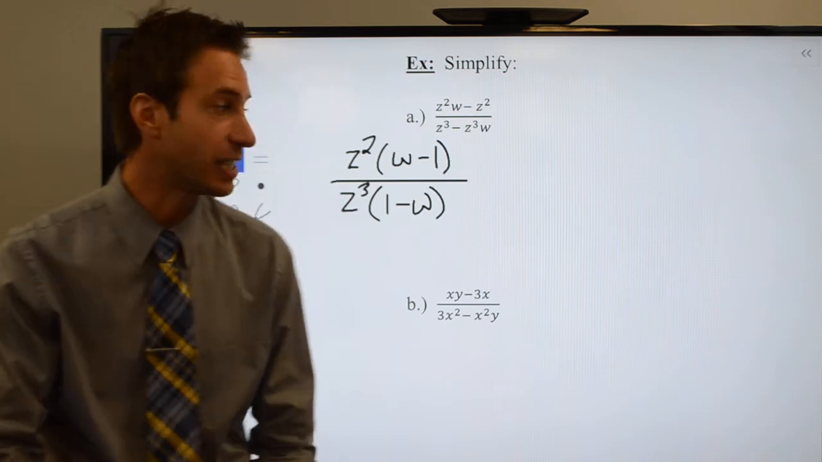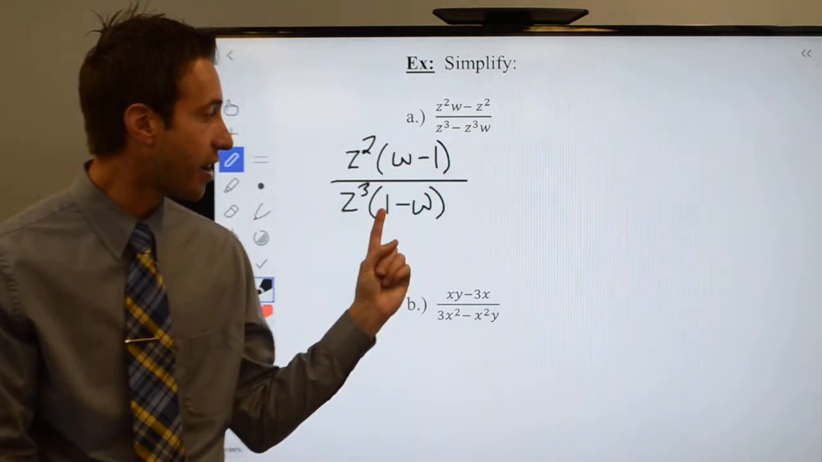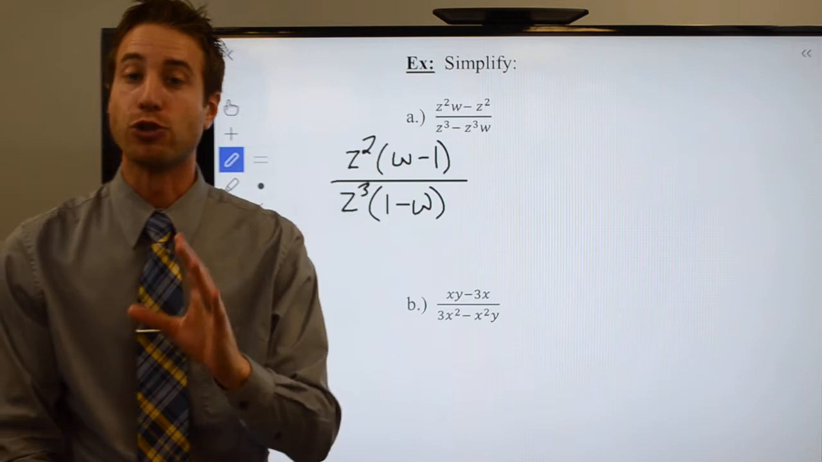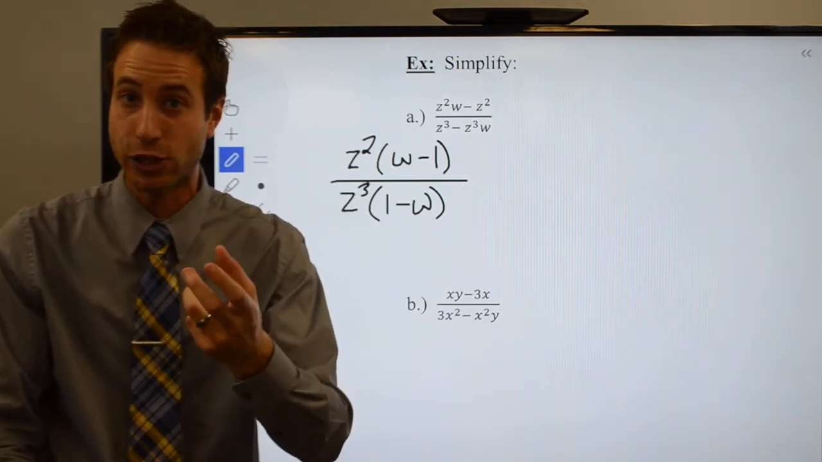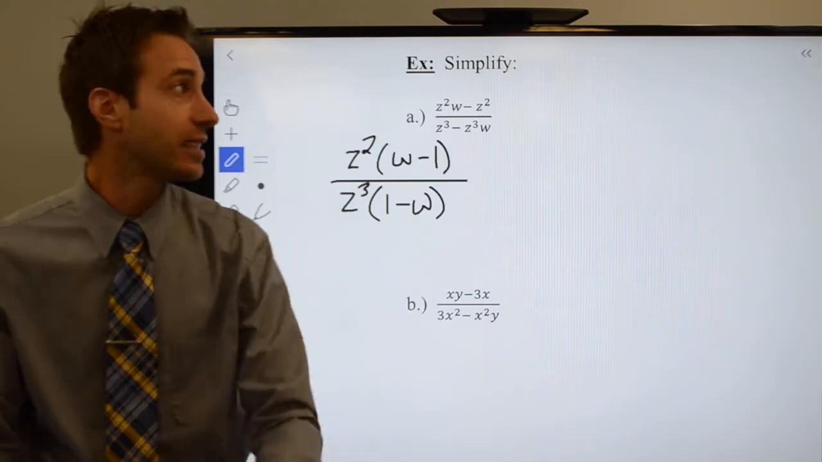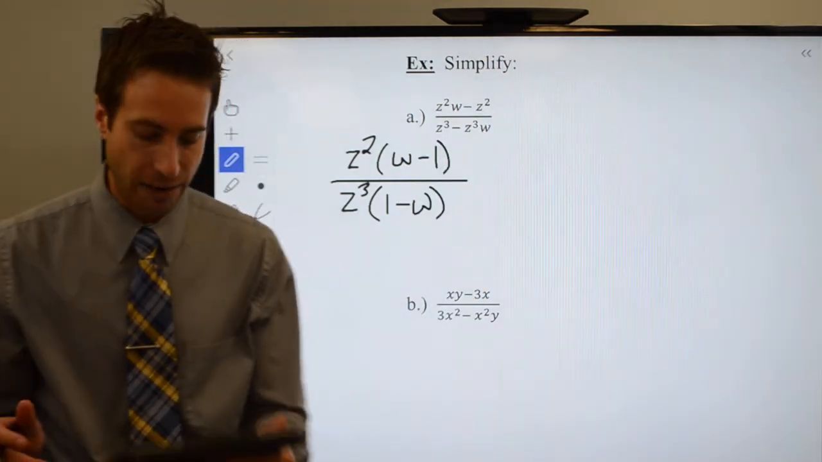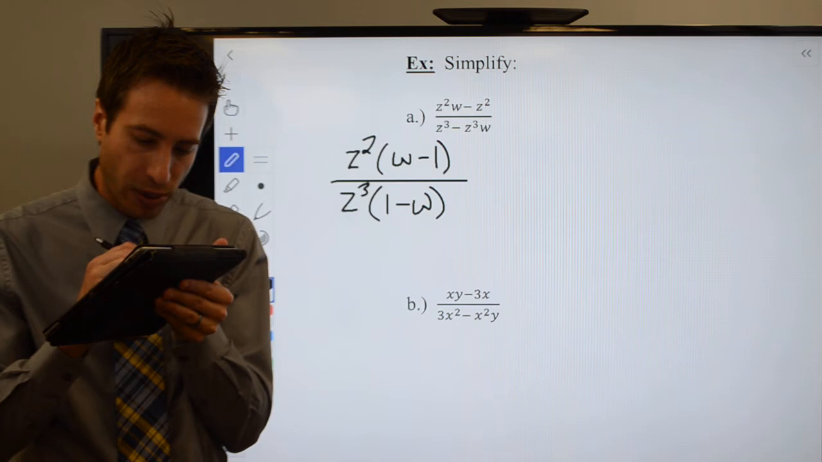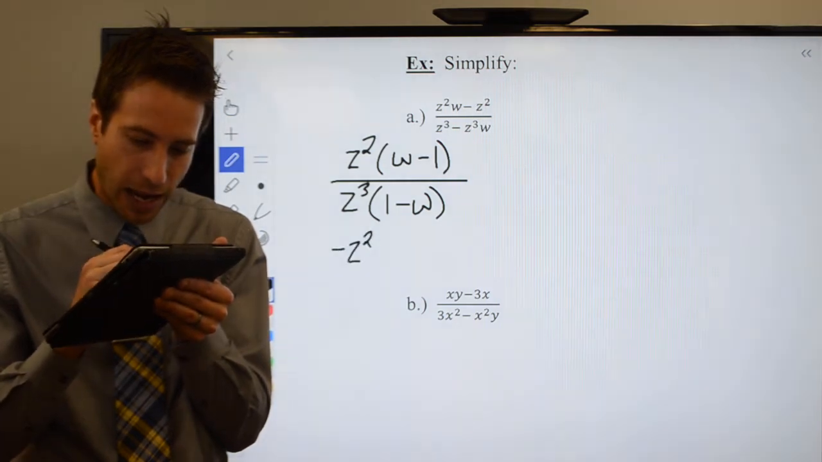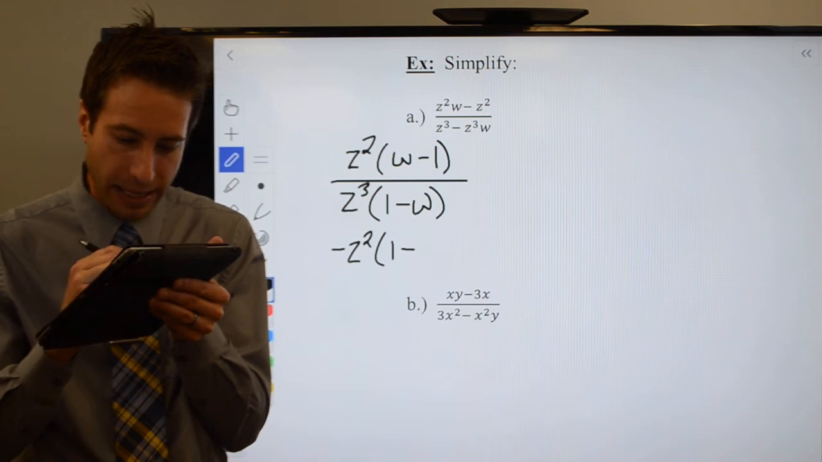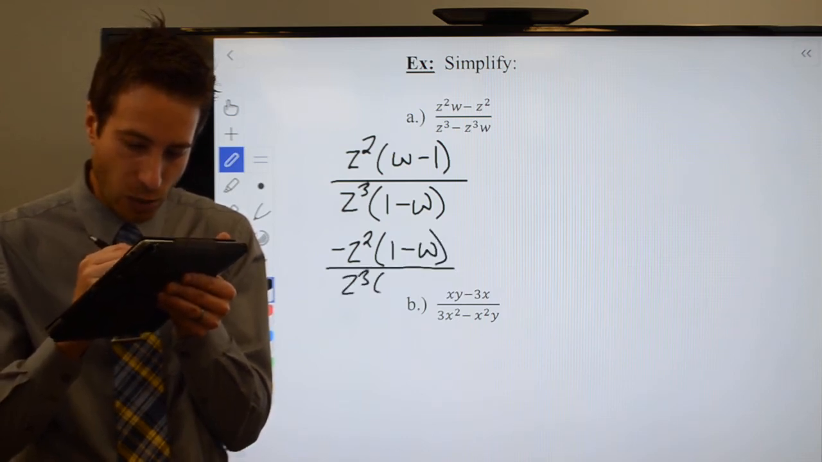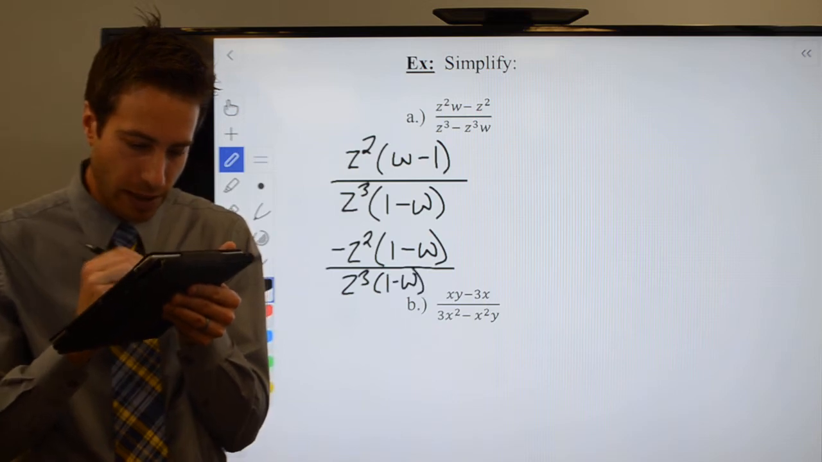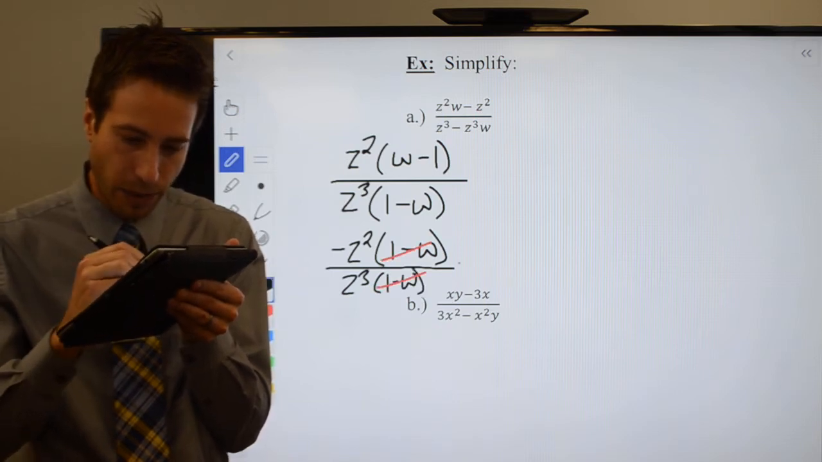And there it is, right? I have a w minus 1, I have a 1 minus w. Those don't cancel because the signs are different, but if I could just get those signs to switch, they'll cancel. Hence, we factor out that -1. So that's exactly what I'll do. I'll pull a negative out. That gives me a negative z squared in the top, but now it is a 1 minus w. And in the bottom, that's z cubed, 1 minus w. They now cancel top and bottom.